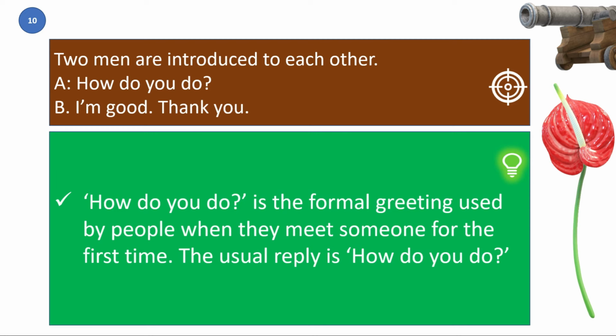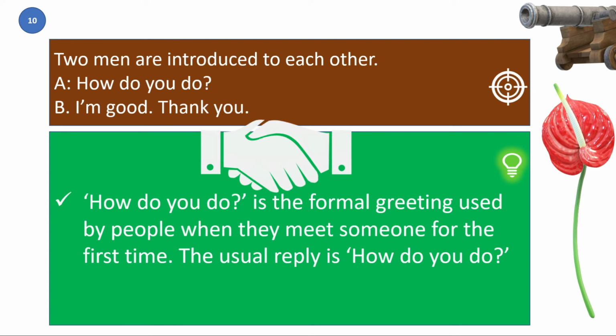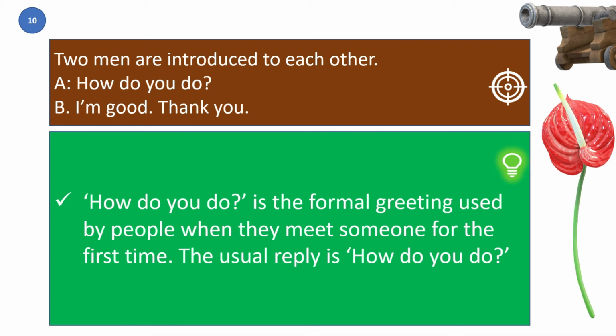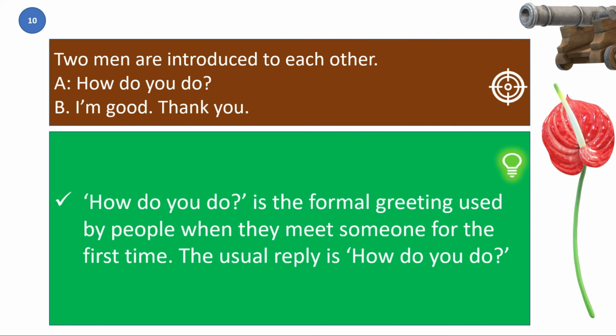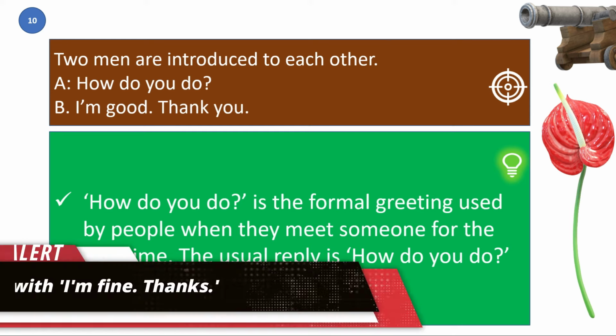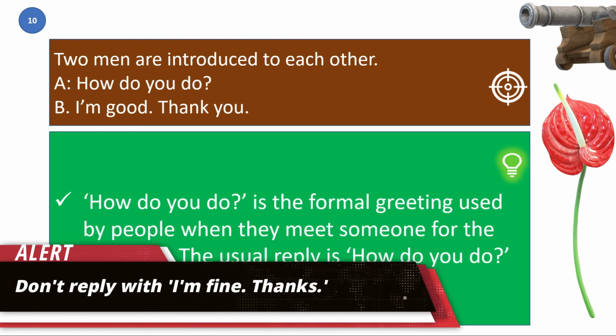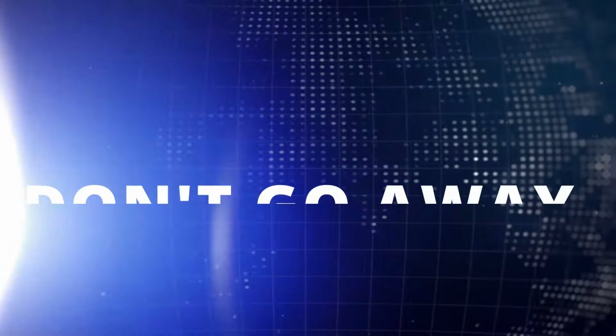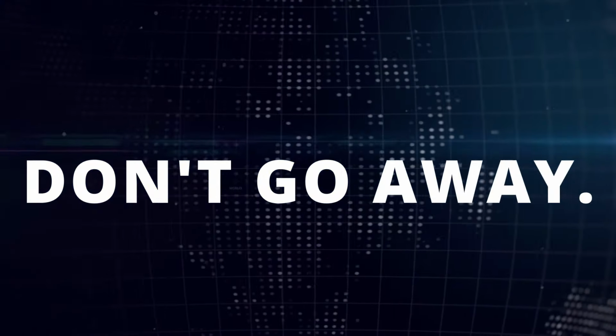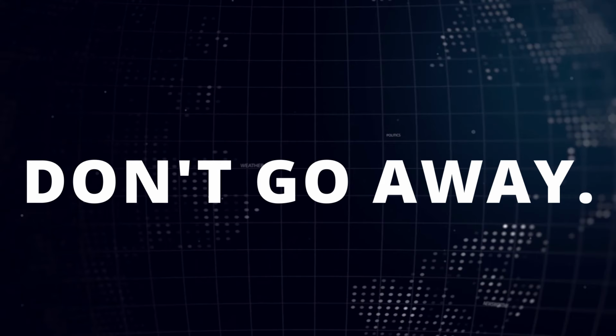How do you do is the formal greeting used by people when they meet someone for the first time. And the usual reply to this is, how do you do? It has no general meaning actually. Just to be formal, to be polite, they use this. And the reply should be, how do you do? Now try to say, I'm fine, thank you, or I'm good, thank you, when someone says, how do you do? So remember to say, how do you do, when you are introduced to somebody for the first time. Okay, that's the end of the mistakes that I wanted to discuss in this video.